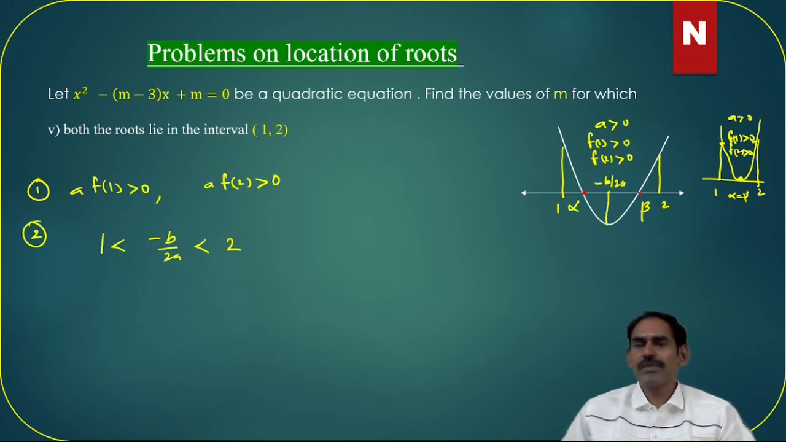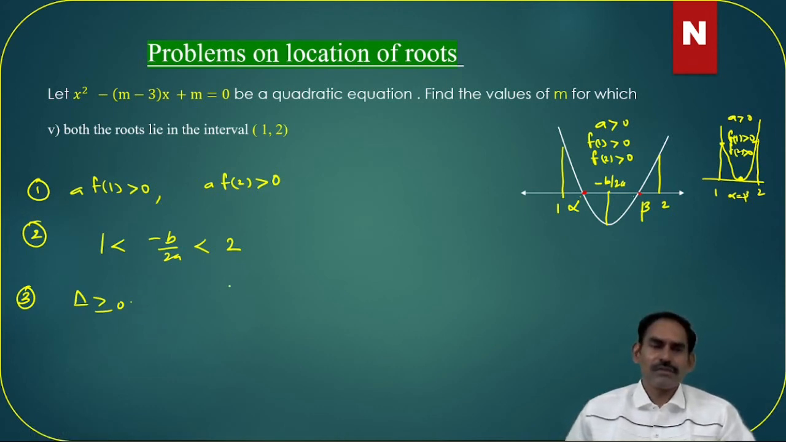This is minus b by 2a. 1 less than minus b by 2a less than 2. And also, what about the roots here? Roots are here distinct, here roots are coincident. That means the third condition is discriminant is greater than or equal to 0. In this question, you have to take three conditions.